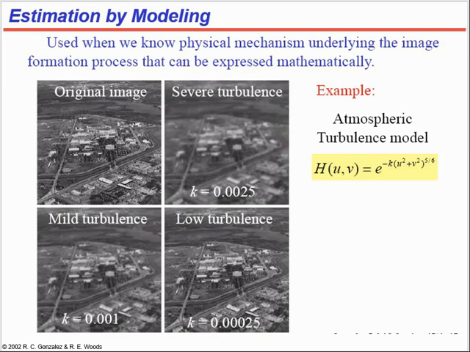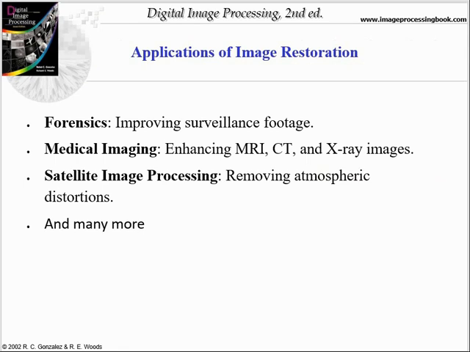Here's how the different estimation methods are used in specific applications. Forensics for improving surveillance footage. Here, estimating the degradation function from the image is used. The reason is, if the degradation pattern is unknown but present in the image, forensic experts can extract it from a portion of the image with strong signal content.